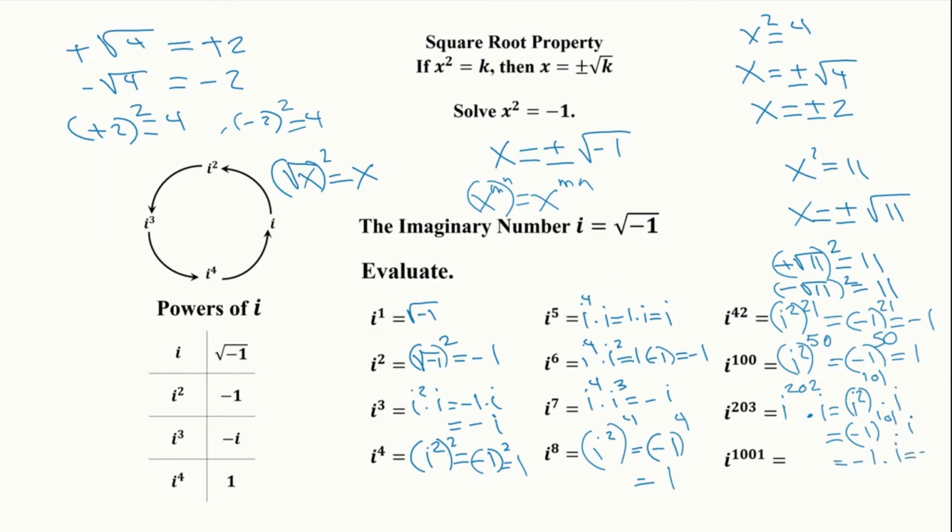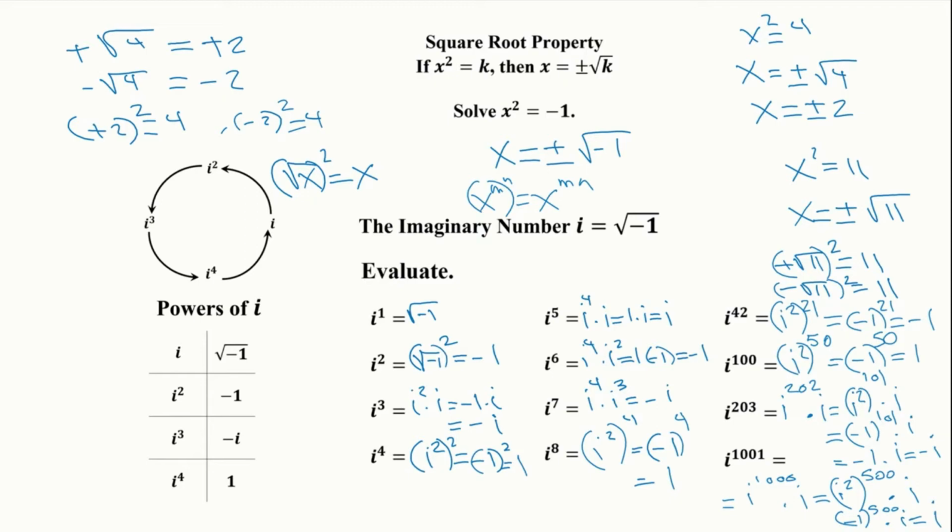So it's going to be negative i. How about i to the 1001? If you haven't done it already, please try it on your own, okay? All right. So that's i to the 1000 times i, right? Which is i squared to the power of 500 times i. Now that's negative 1 to the 500 times i. Now I know negative 1 to the 500, that's negative 1 to an even power, so that's just 1 times i, which is going to be i.